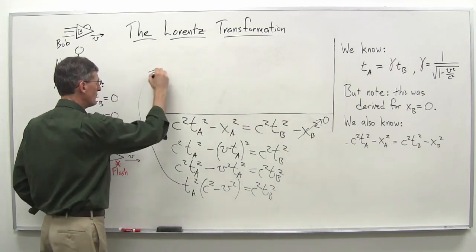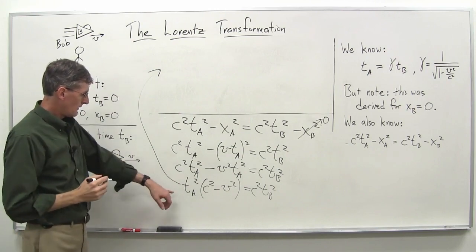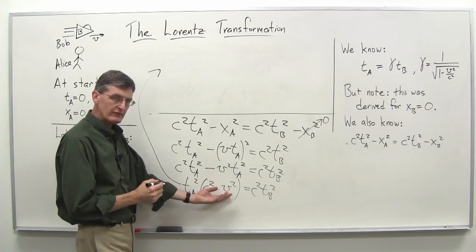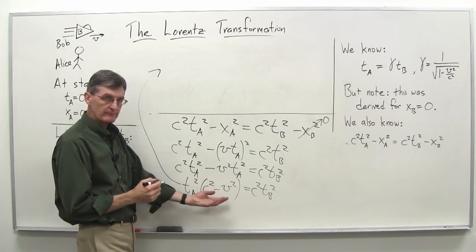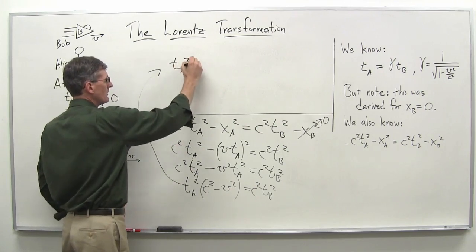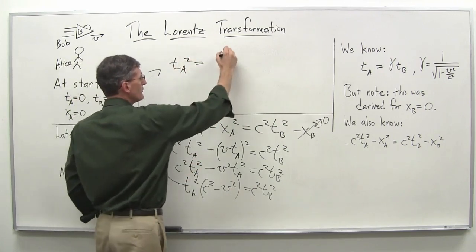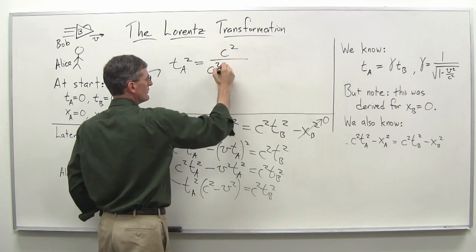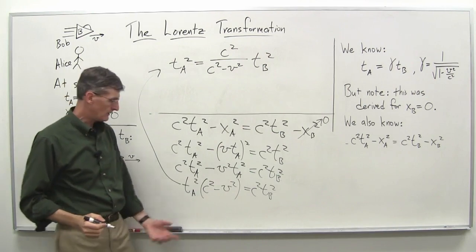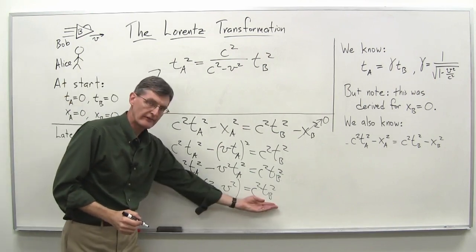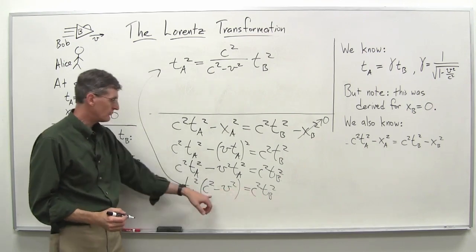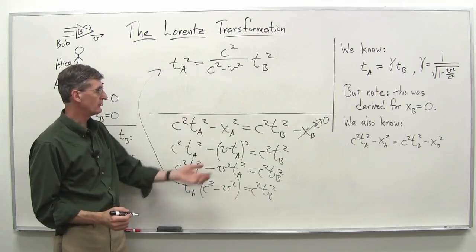Now what I can do is divide each side by c squared minus v squared. So I can write this as ta squared equals c squared over c squared minus v squared times tb squared. You see what I did there? I just took this and put it over on the other side of the denominator, dividing each side by it. So I got 1 here and c squared over c squared minus v squared over here times the tb squared.